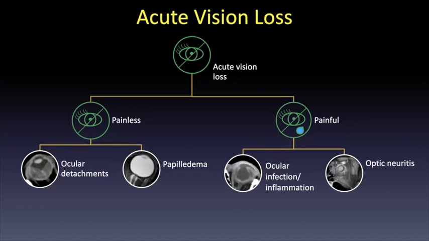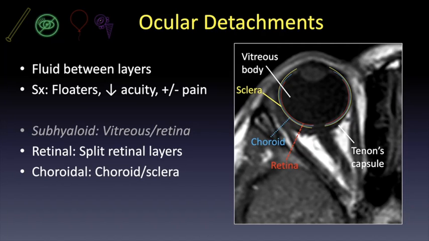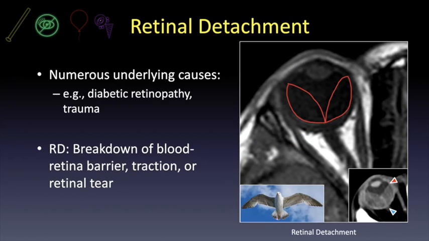Next, we'll address emergent conditions presenting with acute vision loss, including ocular detachments and papilledema, which may be painless, and optic neuritis and ocular infection or inflammation, which are typically painful. Ocular detachments result from accumulation of fluid between the layers lining the interior surface of the globe. Typical presenting symptoms include the appearance of floaters, decreased acuity, and sometimes pain. Here we'll focus on retinal and choroidal detachment.